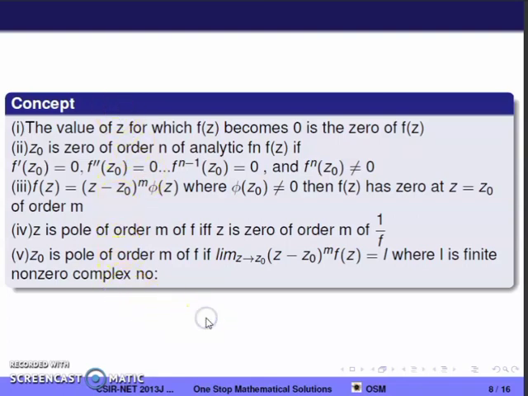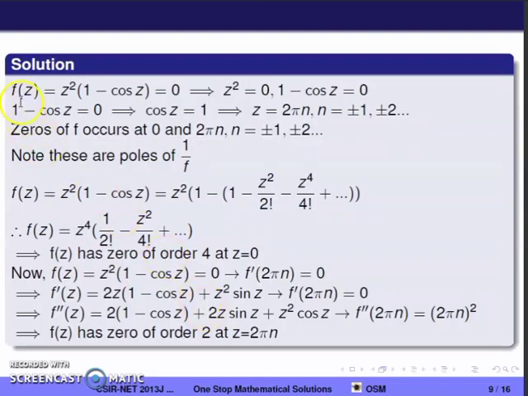So now let us move on to the question. So we have given f of z equal to z square into 1 minus cos z. So I am finding the values for which this function becomes 0. So I am equating this to 0. So we will get z square equal to 0 and 1 minus cos z equal to 0. From z square equal to 0 we will get z equal to 0. From 1 minus cos z equal to 0 we will get cos z equal to 1. The value for which cos becomes 1 is 2 pi n. So zeros of f occur at 0 and 2 pi n.